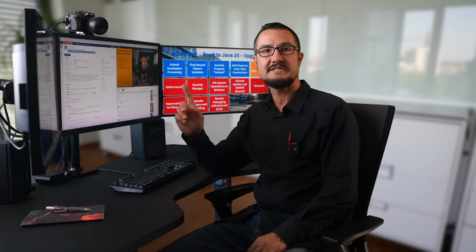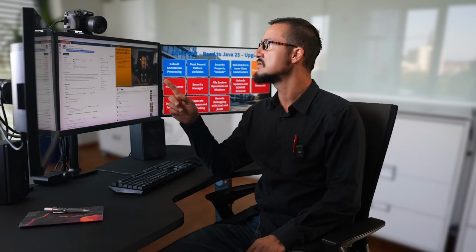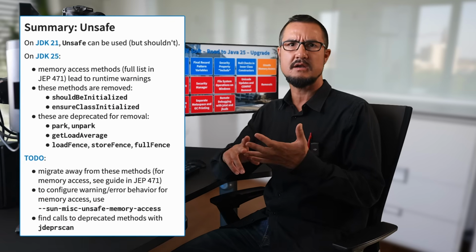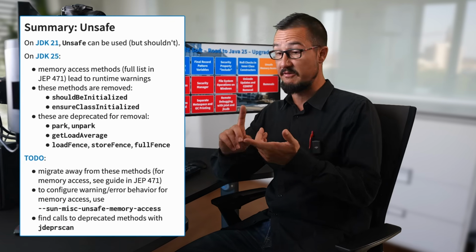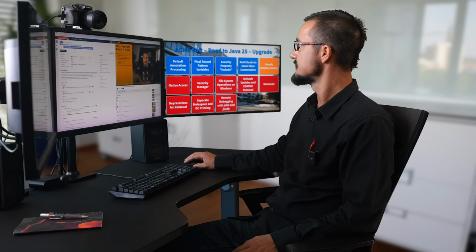I've been searching a bit on the site and found two more Unsafe related issues in the OpenJDK bug tracker. One, remove the methods shouldBeInitialized and ensureClassInitialized, and the other, deprecate park, unpark, getLoadAverage, and the fence methods for removal. Okay, let's see what else that YouTube guy has to say.